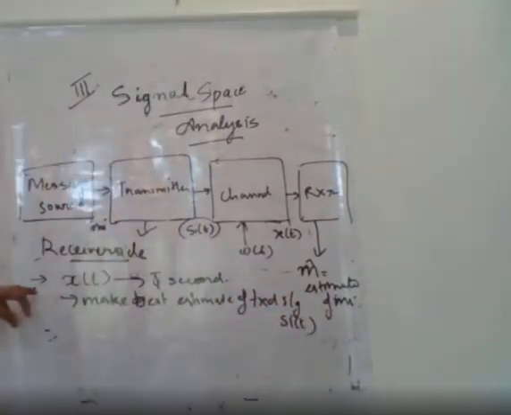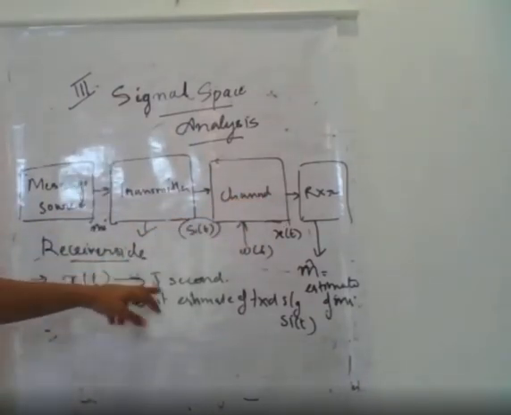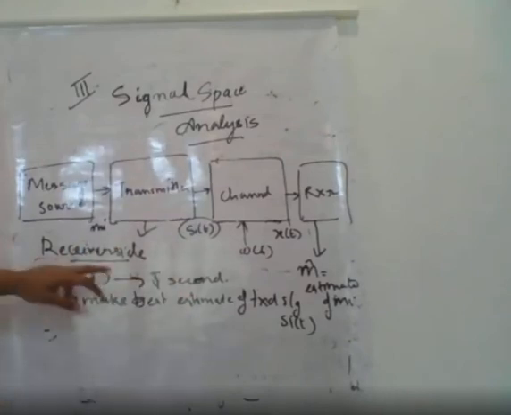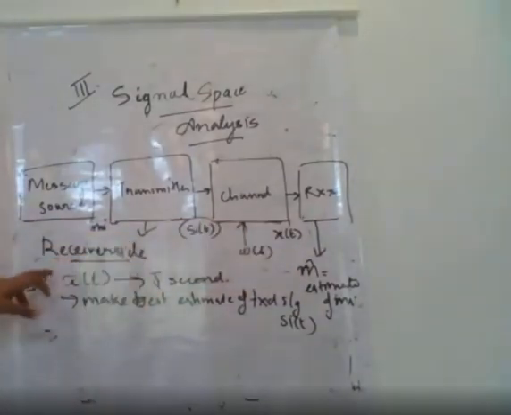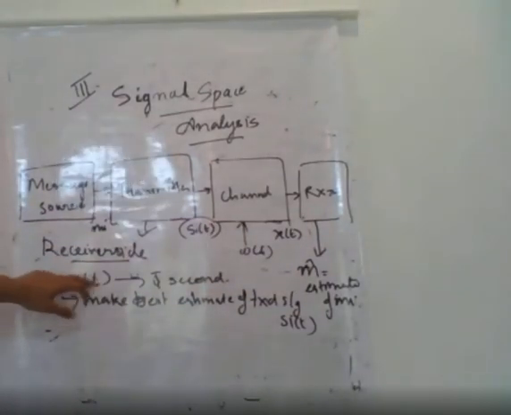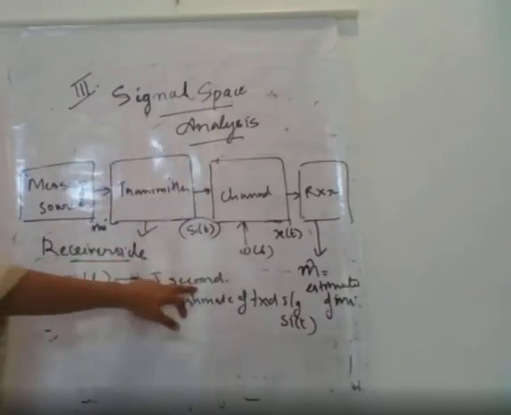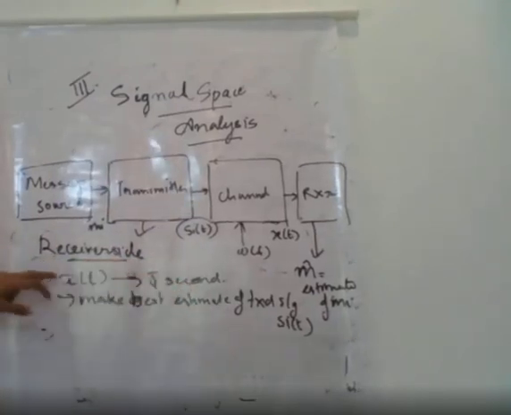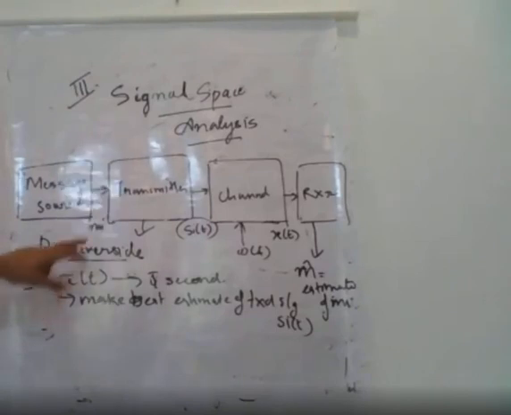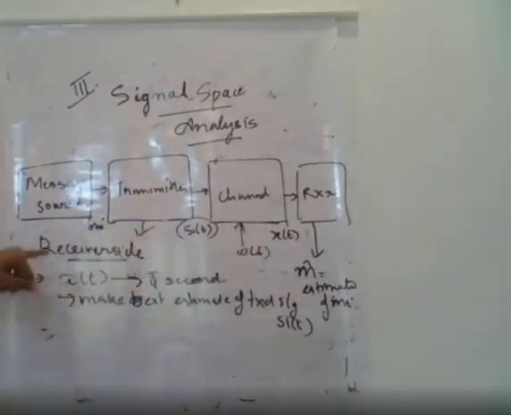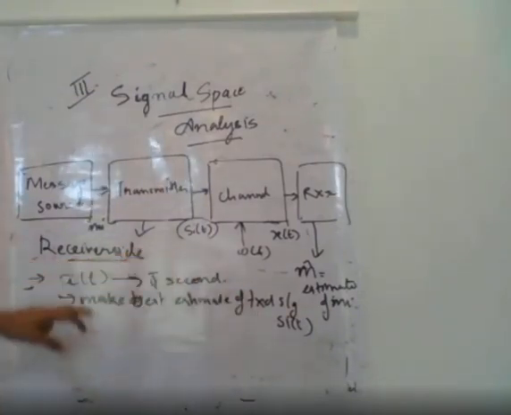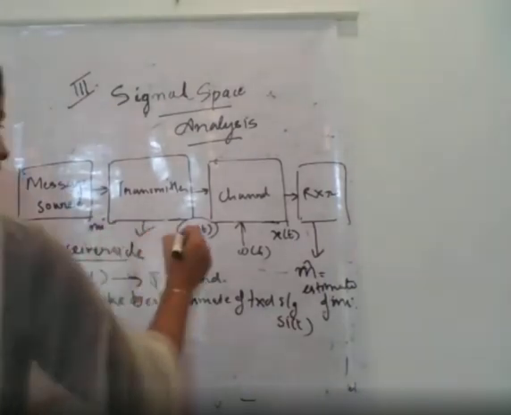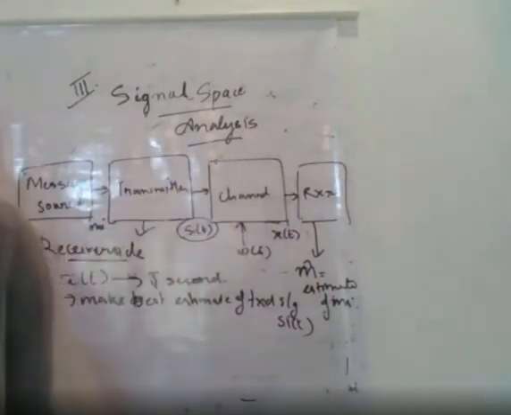So the receiver observes the incoming signal x of t for a duration of T seconds. That is, the receiver has the task of observing the received signal x of t for T seconds, and it makes the best estimate of the transmitted signal s_i of t.